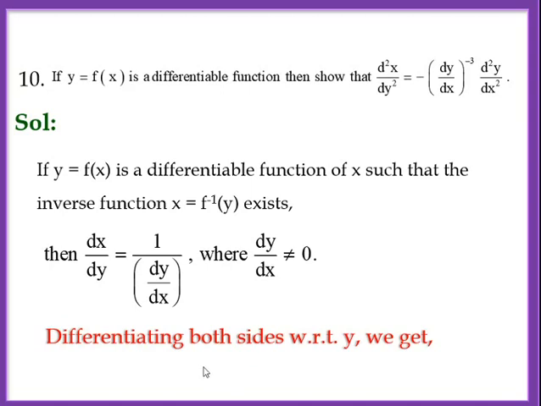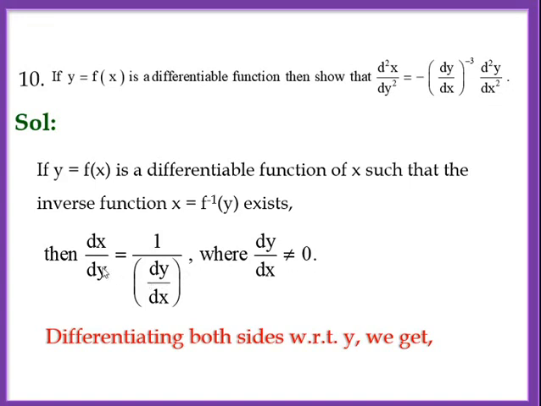Now this is important from not only board exam point of view, but from CET and JEE Main point of view also. If y equal to f(x) is a differentiable function, show that d2x by dy square is minus (dy/dx) raised to minus 3 d2y by dx square. If y equal to f(x) is a differentiable function of x such that the inverse function exists, then what is dx/dy? It is 1 upon dy/dx, provided dy/dx is not equal to 0.